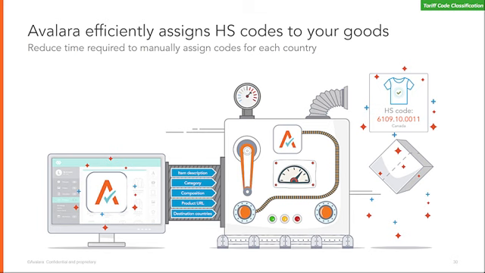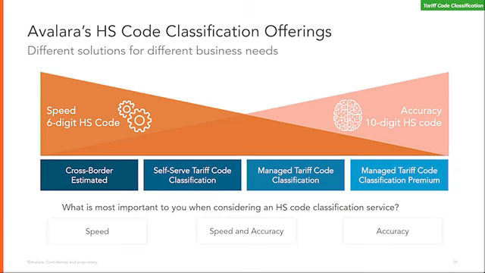We have an automation solution that can do that for you. There's a variety of different classification solutions out there on the market, and really, it depends on how you're looking to capitalize on that international growth strategy. So there are solutions that focus specifically on speed.